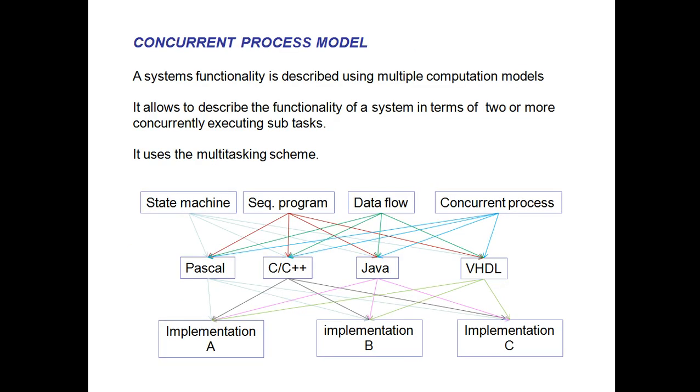The concurrent process model. The concurrent process model that has been described here is where the system functionality is described using multiple computation models. First, it allows us to describe the functionality of a system in terms of two or more concurrently executing subtasks. It uses multitasking schemes. Now, we are going to describe how the multitasking schemes occur. It means the state machine, the sequential program, the data flow, and the concurrent process.